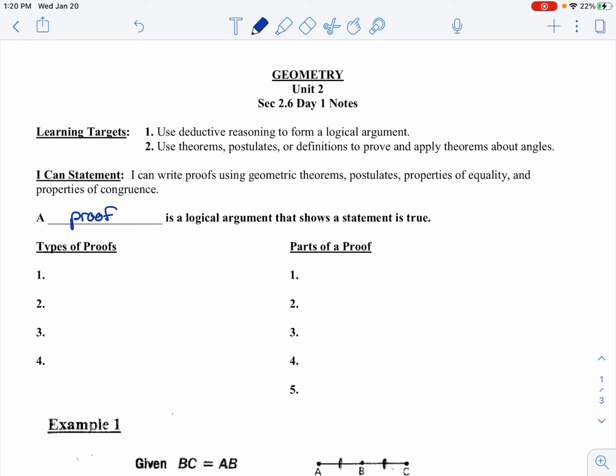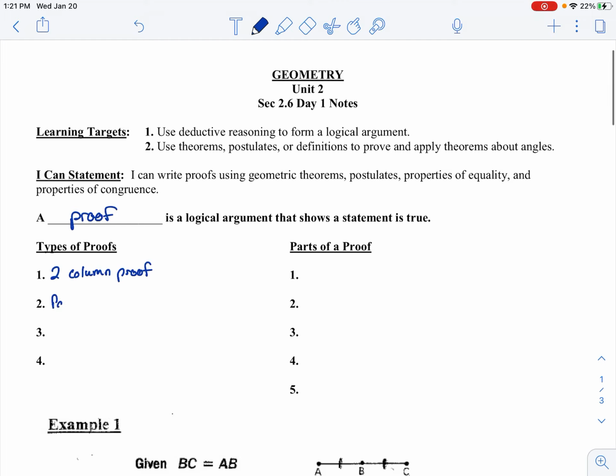There are multiple kinds of proofs. The one that we're going to be working with the most is called a two-column proof, and this is something that you've also already seen with our algebraic proofs, where we have statements and we have reasons. That is not the only way we have to format these proofs.